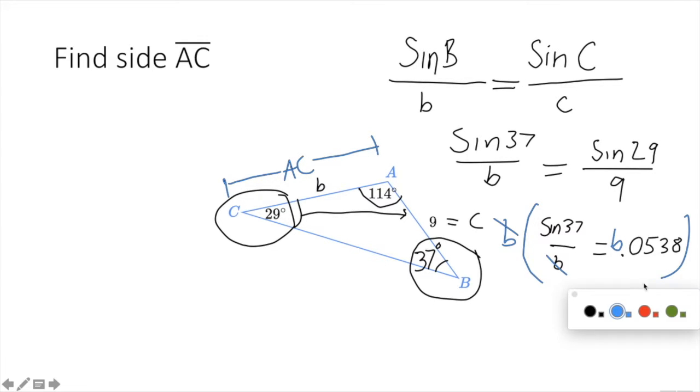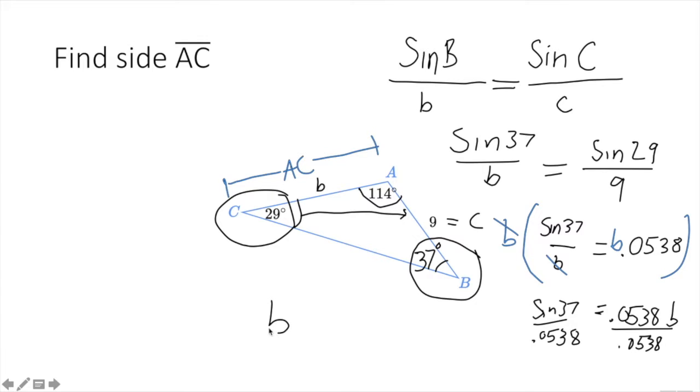So we're going to have b times all this, so we're going to have 0.0538b equals sine of 37. And then we'll divide both sides by 0.0538. And you'll notice that I'm leaving this in the calculator just to ensure accuracy. So I'm going to have sine 37 divided by my big decimal here, 0.0538.